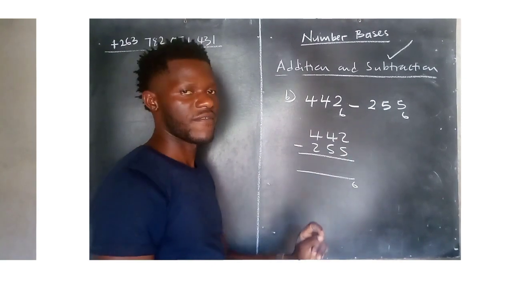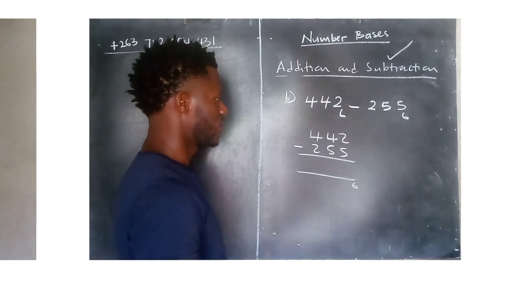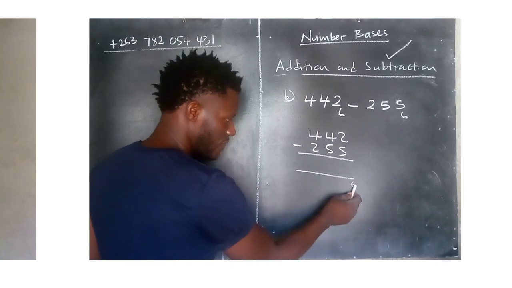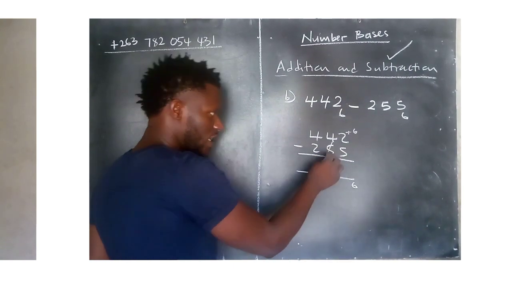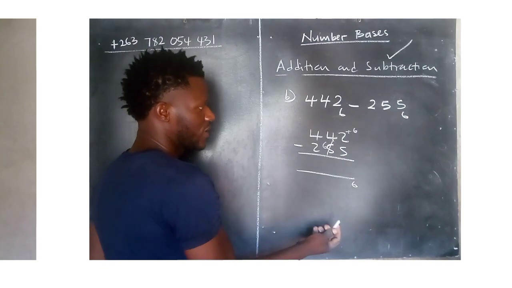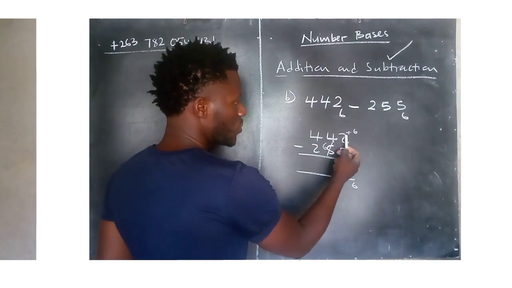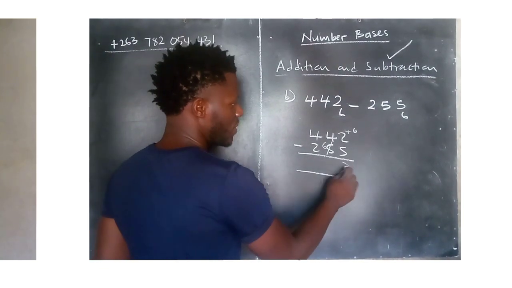2 minus 5. 2 is smaller than 5. So you add the value of the base to it. You add 6 here. And then this one will gain 1 unit, so it becomes 6. 6 plus 2, that's 8. 8 minus 5, we have 3.